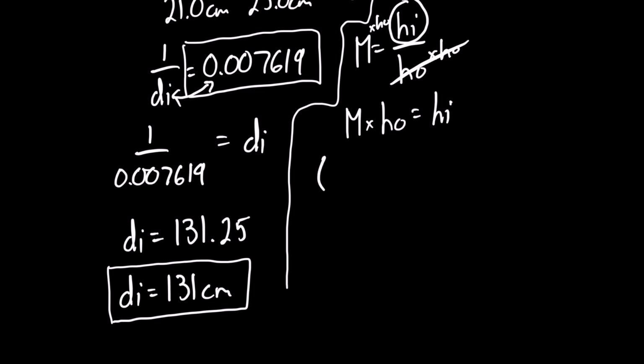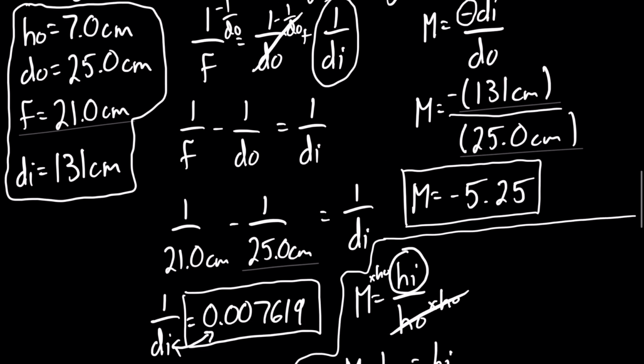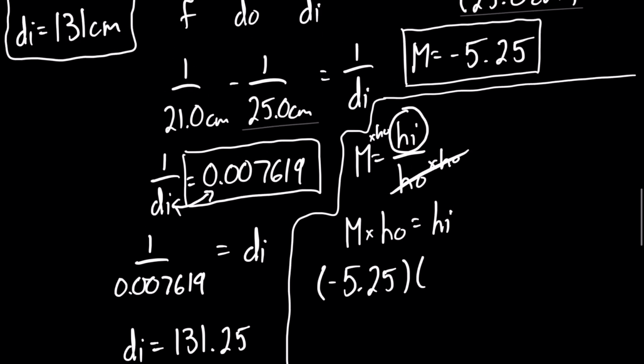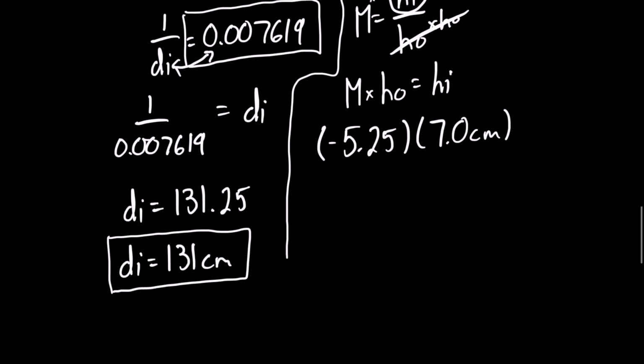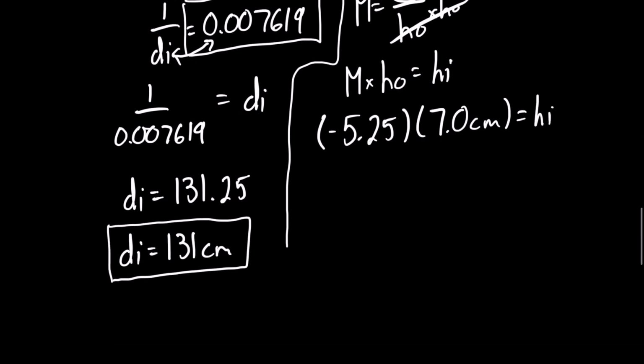Let's put in our values. So we have negative 5.25 multiplied by HO, and that is just going to be 7 centimeters. Perfect. So 7 centimeters, and that is going to give us HI. If you type that into your calculator with significant figures, because we do want to keep those, you should get an HI of just 37 centimeters.